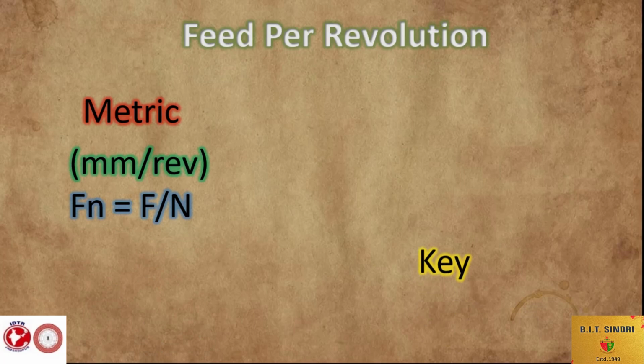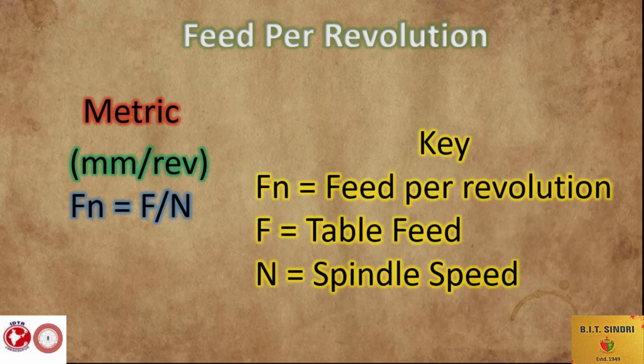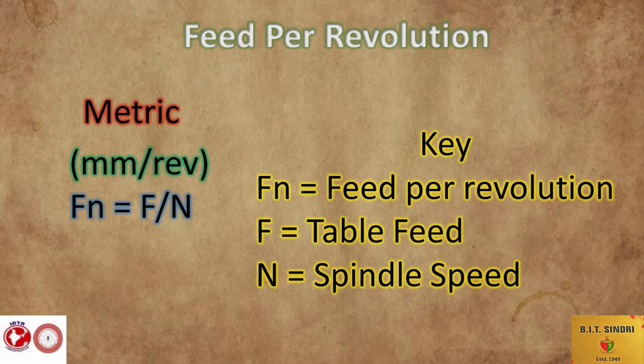On the CNC lathe, we work in feed per revolution and not feed per minute as we do on a milling machine. So this equation teaches us how to convert between feed per minute and feed per revolution. Let us have a look at the formula: feed per revolution is Fn. F is our table feed and N is our spindle speed. To work out our feed per revolution, we take our table feed and divide it by our spindle speed.